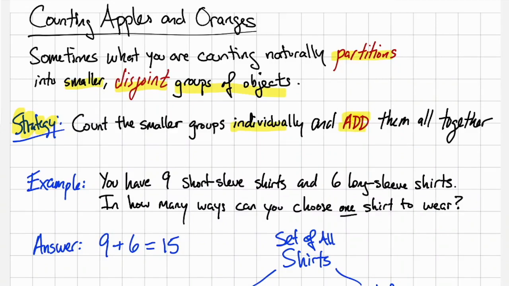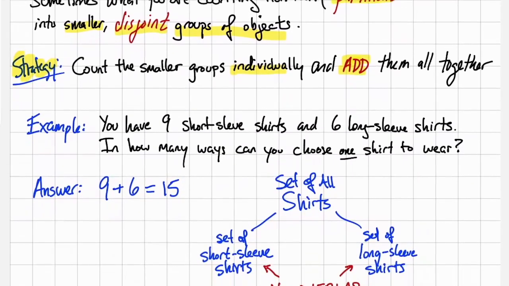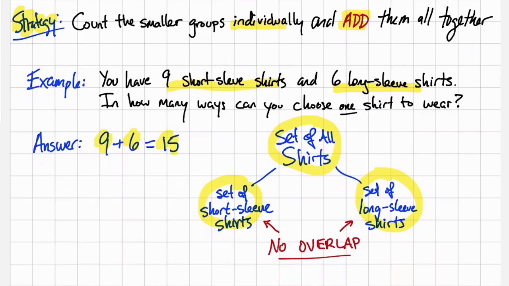Here's a basic example. You have 9 short-sleeve shirts and 6 long-sleeve shirts. In how many ways can you choose one shirt to wear? There's 9 short-sleeve shirts, there's 6 long-sleeve shirts. You add them together, you get 15. Notice that we can understand this question as a question involving sets. We've got the set of all shirts that we're trying to count, and those are partitioned into the set of short-sleeve shirts and the set of long-sleeve shirts. Those 2 sets have no overlap. A shirt cannot be a short-sleeve shirt and a long-sleeve shirt at the same time.